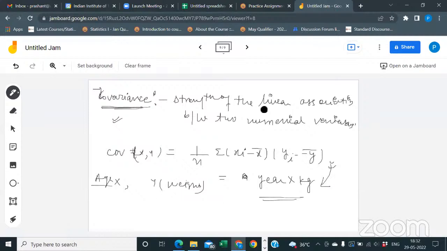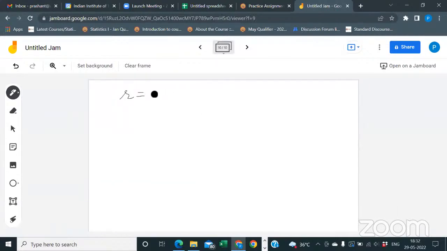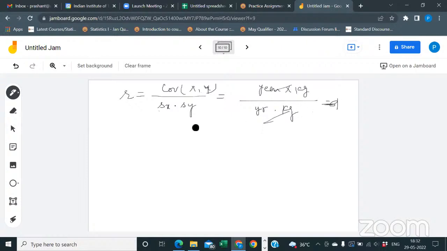See, correlation is the thing in which covariance is divided by the standard deviations, right? Yes, standard deviation. So suppose covariance is year into kilogram. This unit will be year, and this y will be kilogram, so that will be cancelled out. So correlation gives a unitless measure. That's why it comes into the picture for a unitless measure. Now you are asking about that thing.